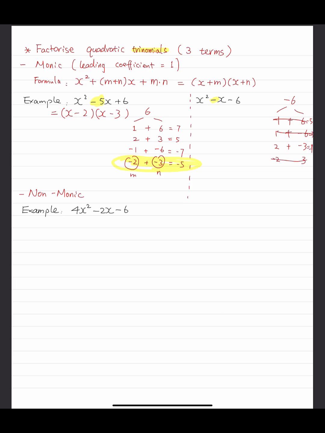So the last one is positive 1, so it doesn't work. Okay, so we're going to choose the middle one here. And then you can say m is equal to 2, and then n is equal to negative 3. So this we can factorize as (x + 2)(x - 3).